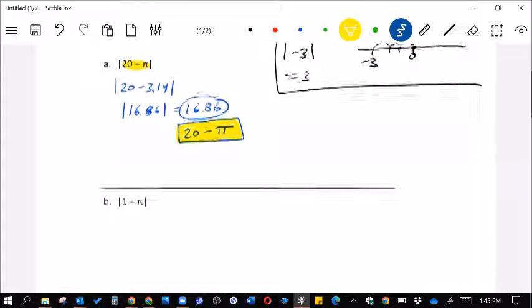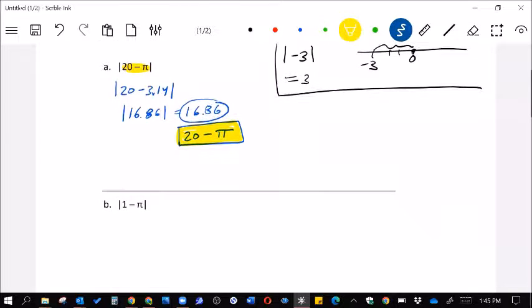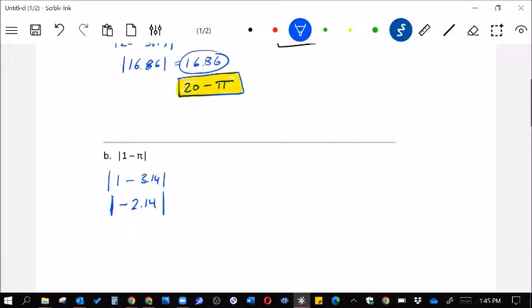Now let's take a look at this second one. On this second one, 1 minus pi, we'll do the same thing, but now we have a problem. 1 minus 3.14. Inside that becomes negative 2.14, which the absolute value would make it a positive. But because it's a negative, without the absolute value, we wouldn't be able to use that.